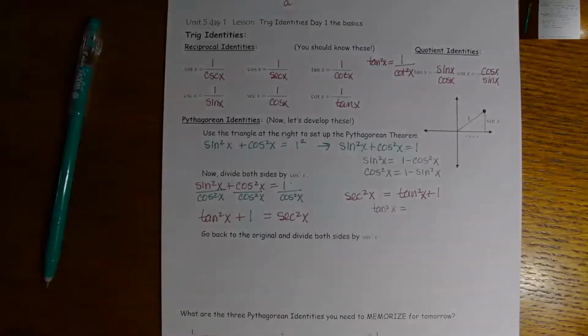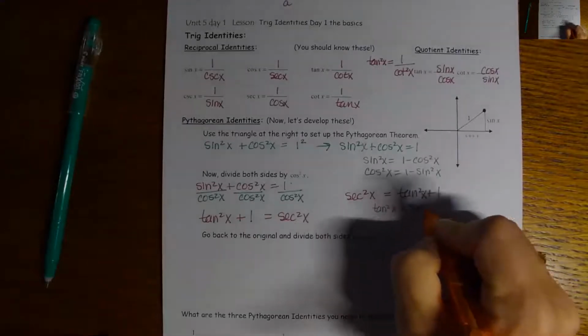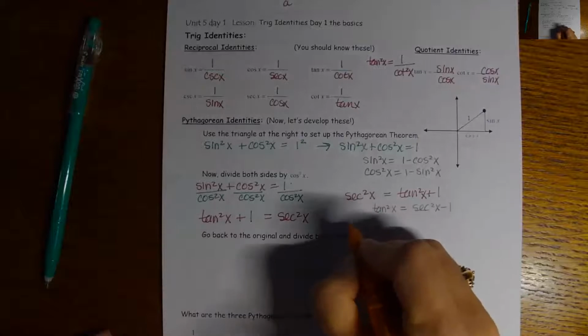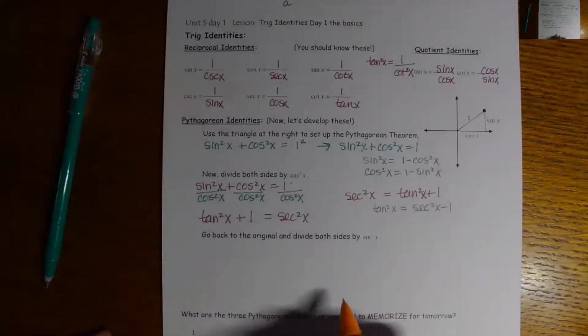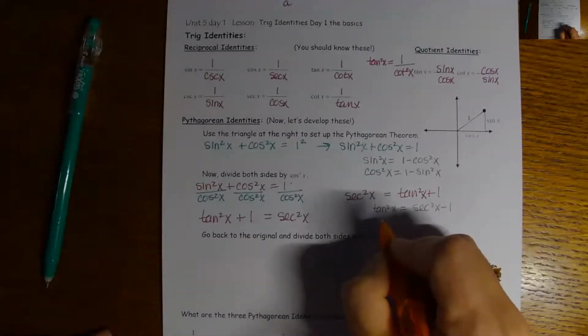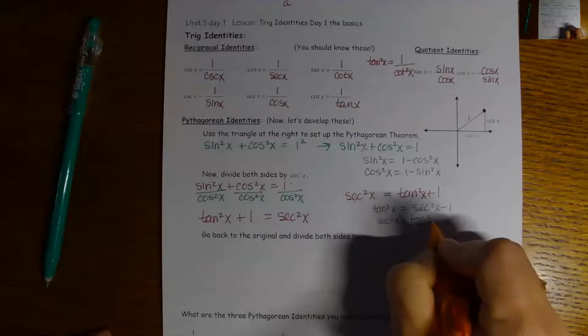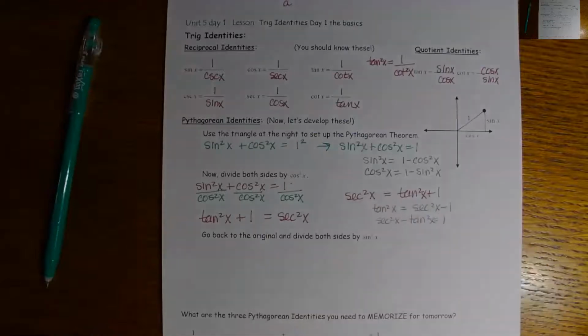What would tangent squared x be? Yes, it would. Now, could you get the 1 by itself? Could we put these 2 together like we had sine and cosine? What would we say? Secant squared x minus tangent squared x equals 1. Does that work too?